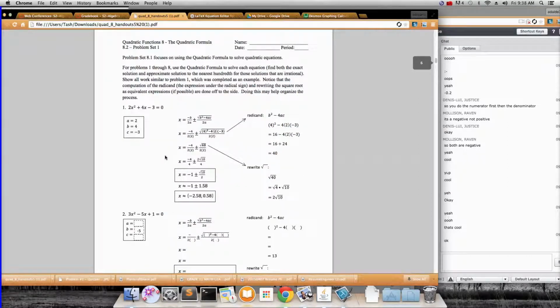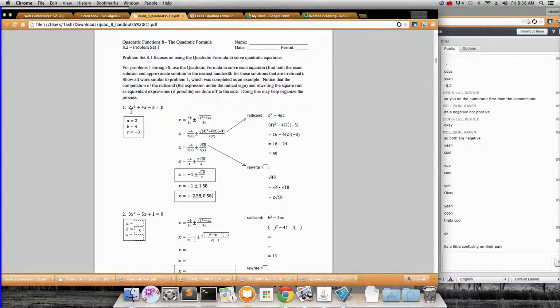All right, and then let's see. Problem set 1, all they're asking you to do is identify A, B, and C. So A is 2, B is 4, and C is -3. Okay, that's pretty straightforward. And then you just plug it into the quadratic equation.